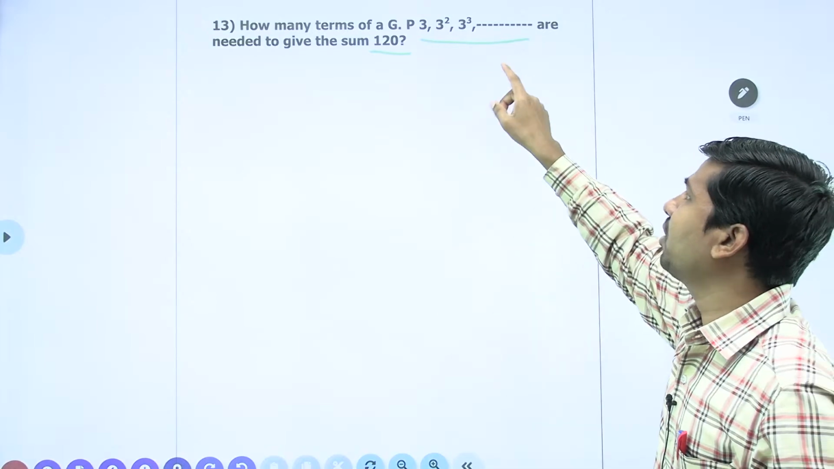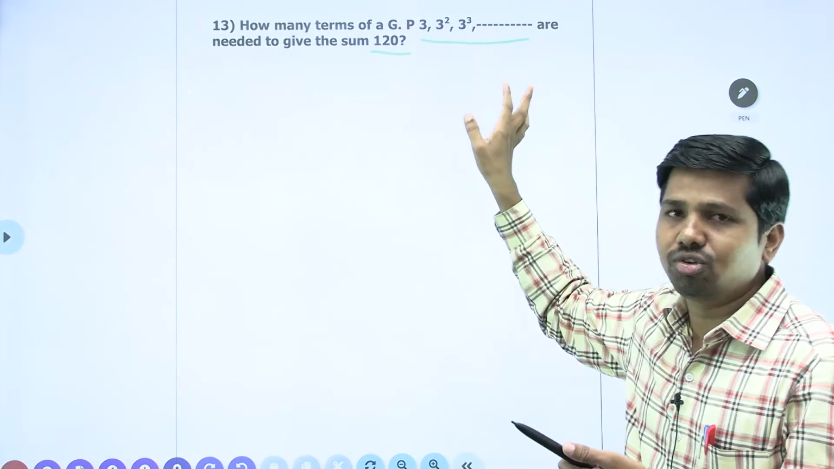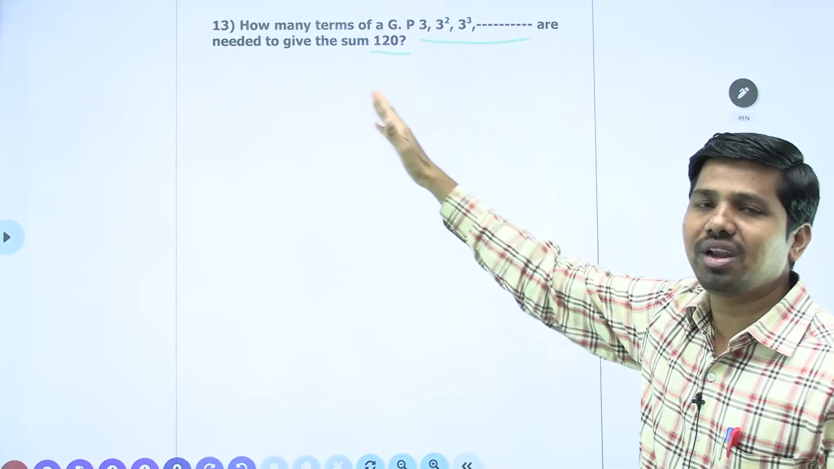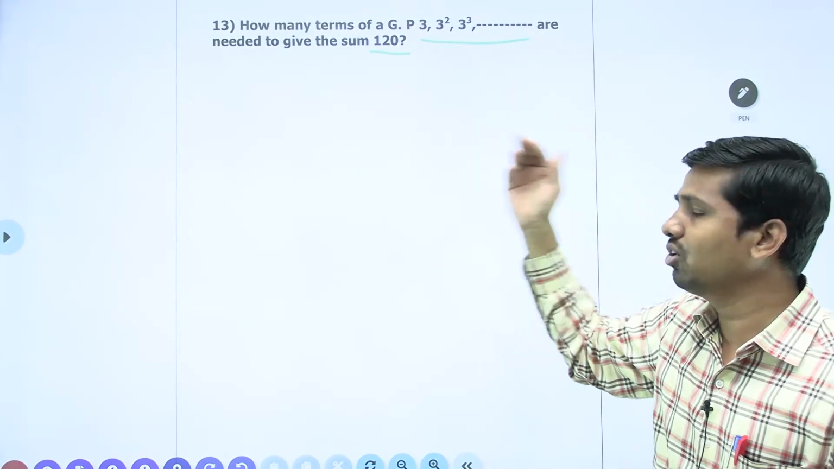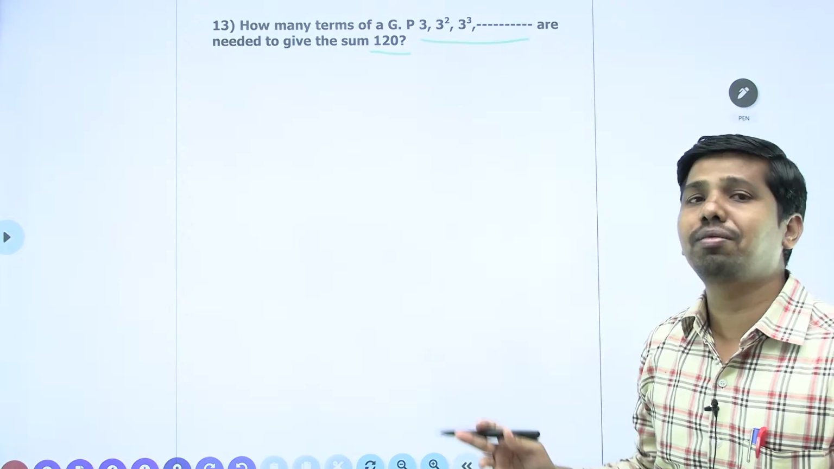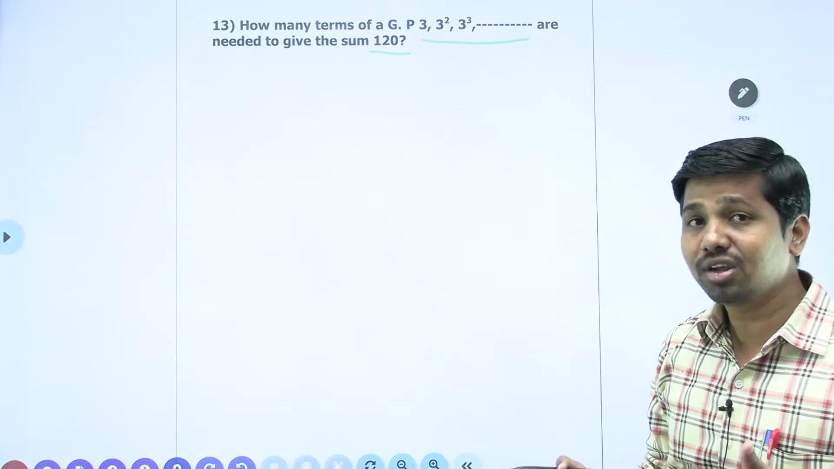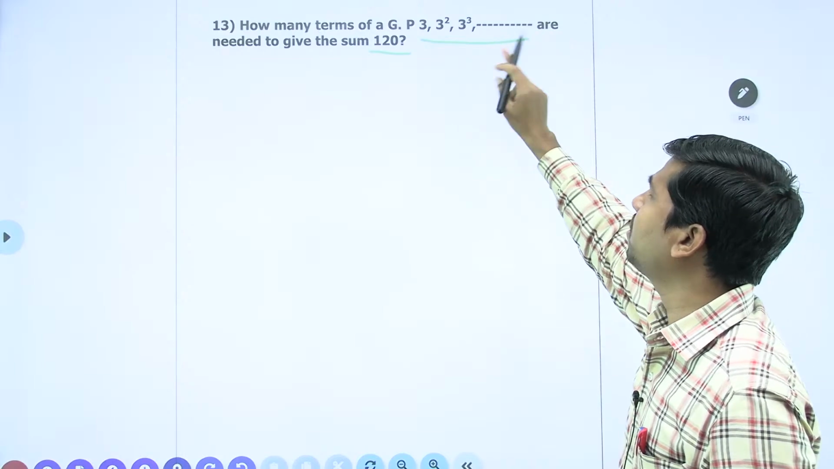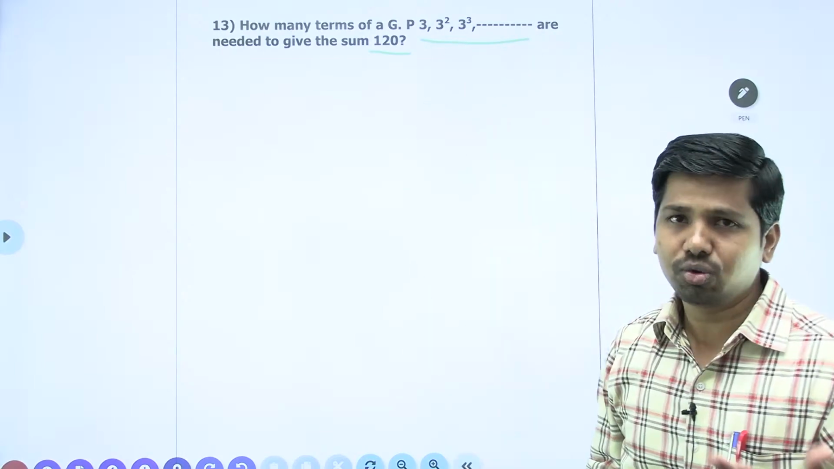Definitely the given progression is a geometric progression, where T2 by T1, T3 by T2 is the same, that is, the common ratio is the same. Let us find how many terms are needed for this GP, where if I'm adding, I'm getting 120.